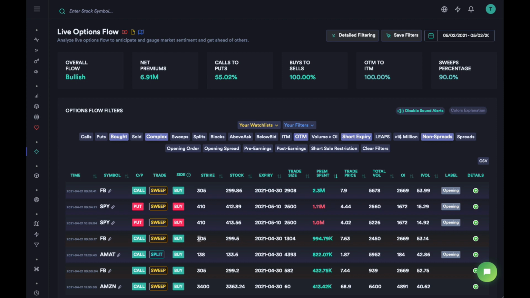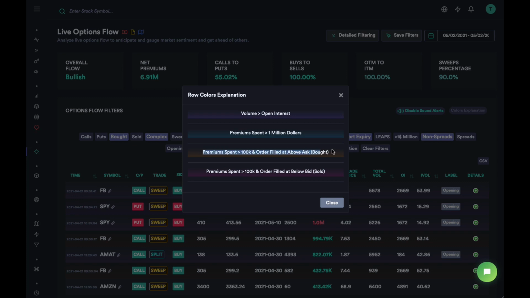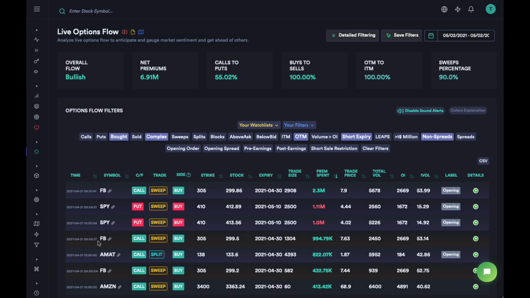Then we have another one, 305, 994, and if you know what this color means, the contract was bought above ask price. And if you've seen the previous videos, you know that whenever a contract is filled below bid or above ask, that's a really strong signal. So you can see we have 305 here, 305 here. So we have three very large contracts with short expiration date, out of the money, and they were bought.